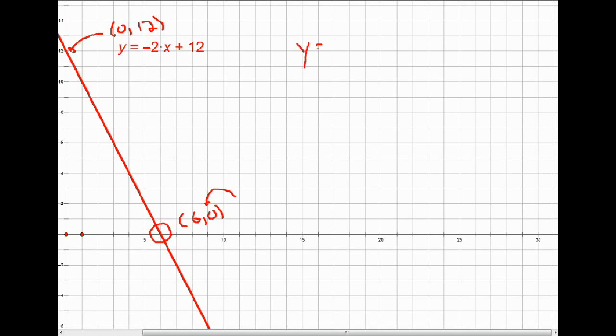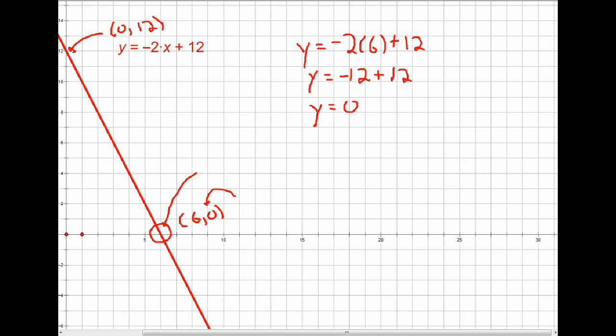And we can confirm that by substituting the value of x for 6 into our equation. So instead of writing x, I'm just writing 6 here. And when we simplify that, -2 times 6 is -12. And -12 plus 12 is 0. So again here, if x is equal to 6, y is equal to 0. So that's our coordinate there.